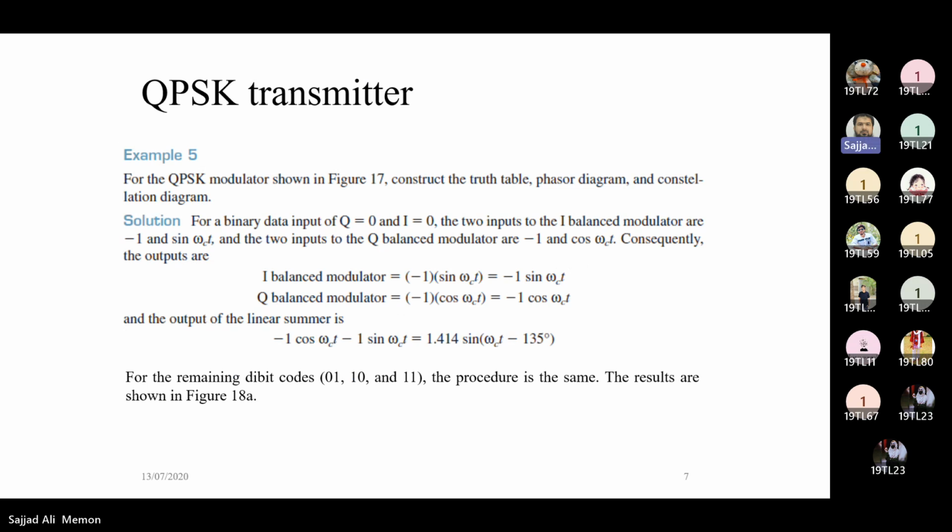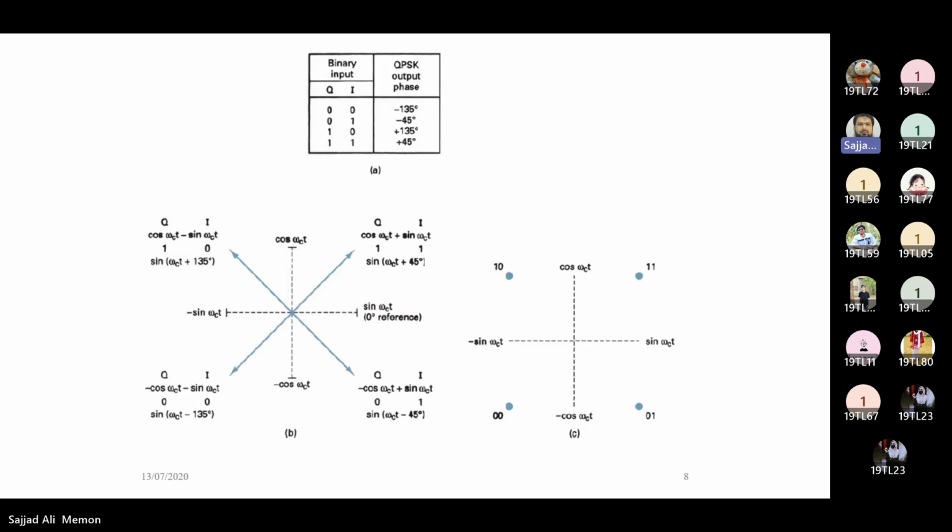So figure 17 shows the truth table, the phasor diagram and the constellation diagram. That one is the truth table, this one is the phasor diagram, and this one is the constellation diagram. As you can see, for the two inputs 0, 0, the output phase of the carrier will be minus 135, and for 0, 1 it is minus 45. For 1, 0 it is plus 135, and for 1, 1 it is plus 45.